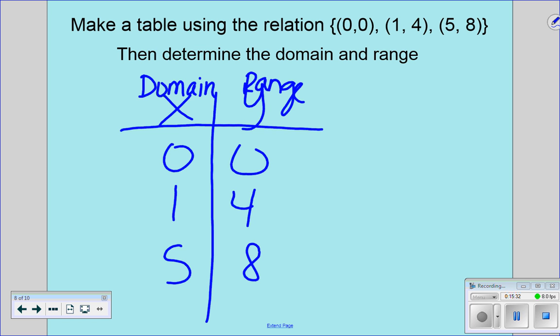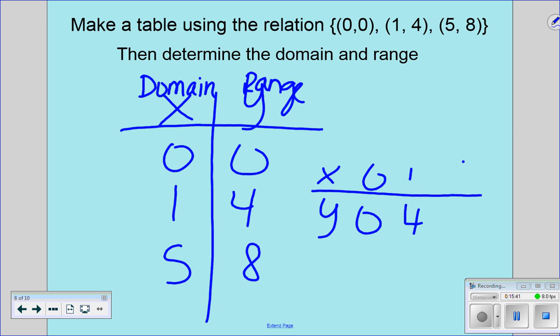Get an example in. Or you can make a table like this. If you'd rather do it like this, you can do x, y, and do 0, 0, and 1, 4, and 5, 8. I don't care what you want to do. Up to you. I don't care how you make your table.